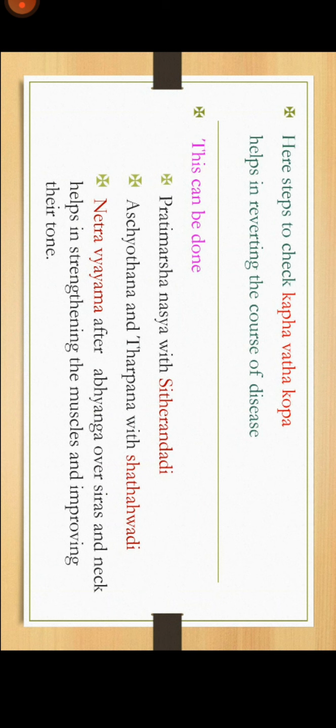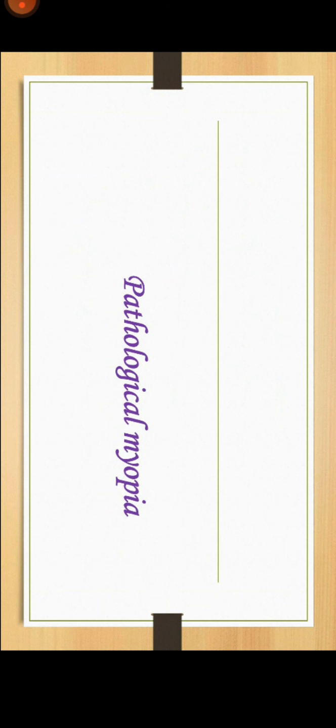Then Aschotana Tarpana with the Shadapodi. Shadapodi is enough for Vata Kopa. Then Netra Vyayama, that is eye exercise, after Abhyanga or Shirodhara, helps in strengthening the muscles and improves their tone. These all are the management of simple myopia.